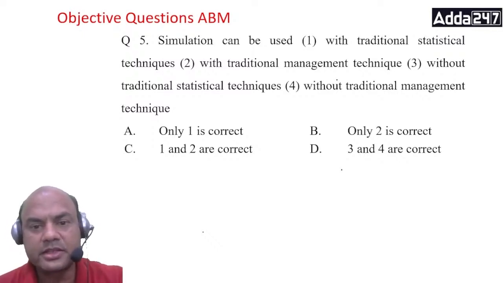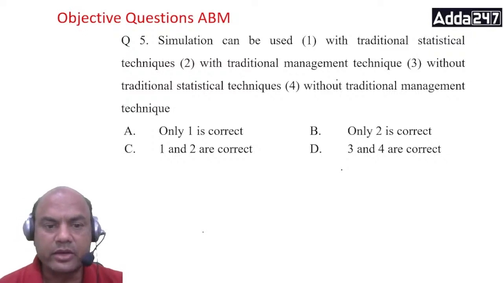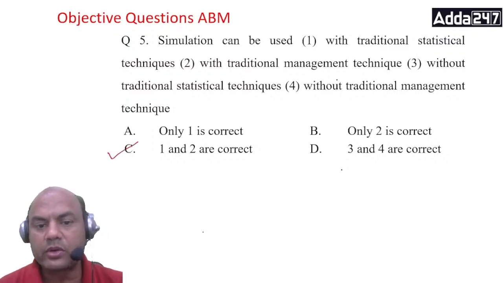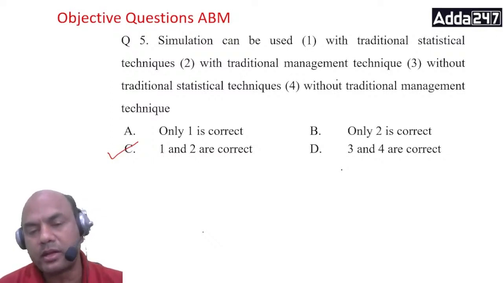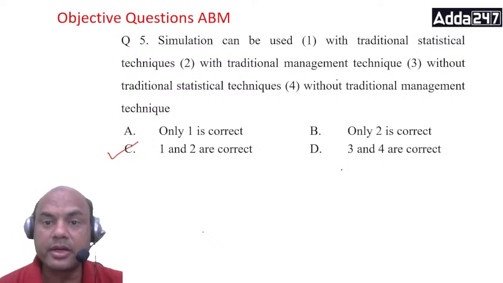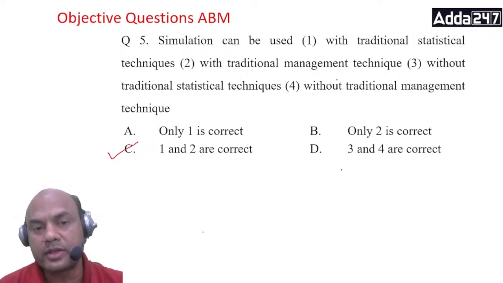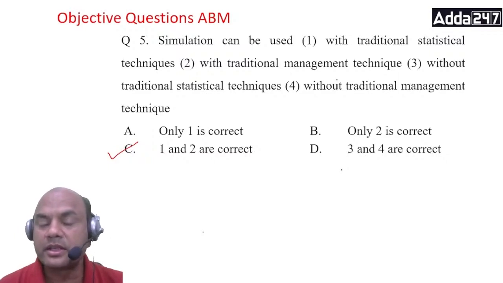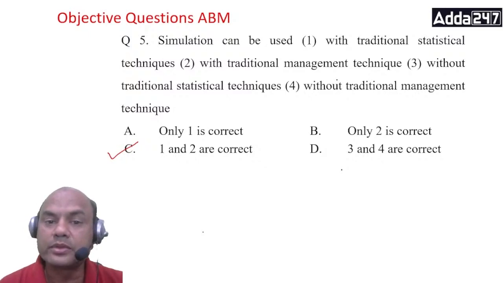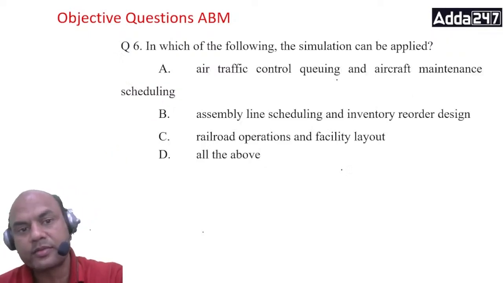I'm seeing the correct answers are here. It is this, 1 and 2. 1 and 2 are correct, because remember, in finance nothing is independent. You have to always use everything in connection with the other one. So traditional statistical techniques and traditional management techniques are to be used in togetherness with simulation. You can't have anything individually working over here. Okay. So 1 and 2 both are correct.